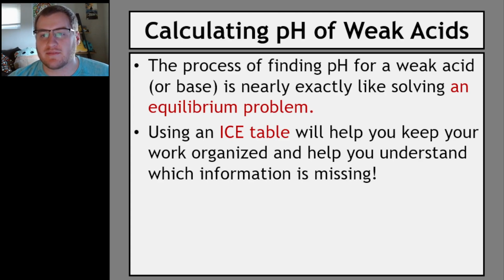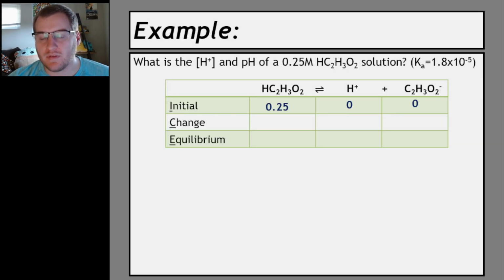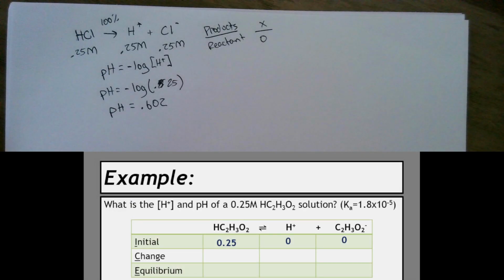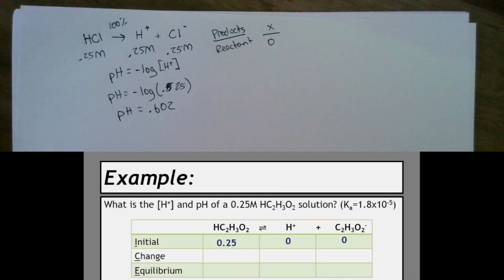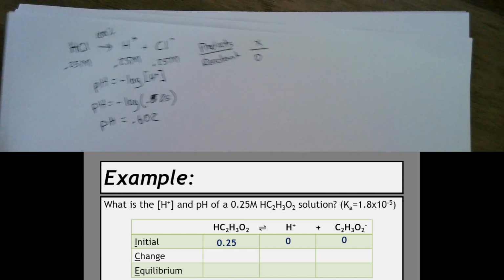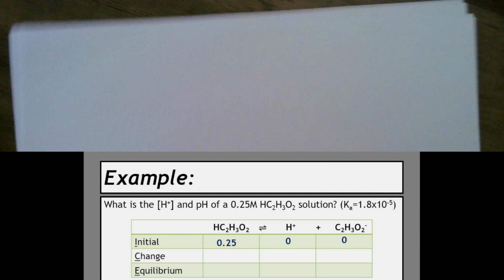Basically, again, the process of finding pH for a weak acid or base is nearly exactly like an equilibrium problem. Using an ICE table will help you keep your work organized, and I would highly recommend it. So let's look at an example of a weak acid. So we're going to say bye to this really nice, easy to find pH, and we're going to do this problem instead.